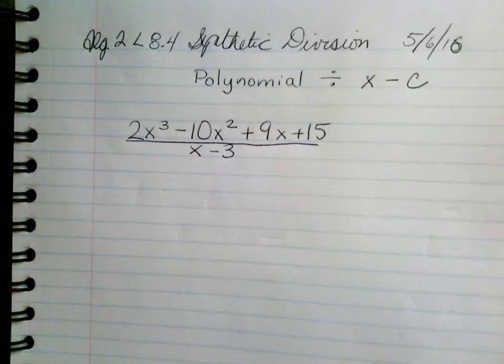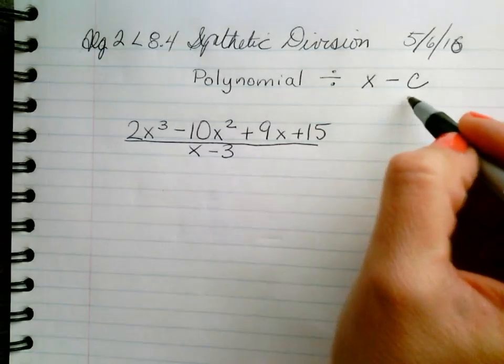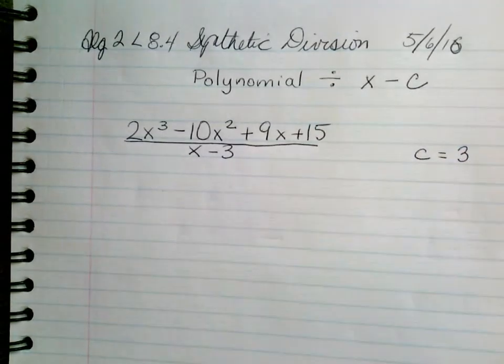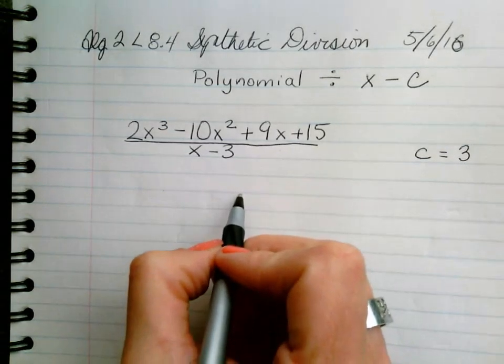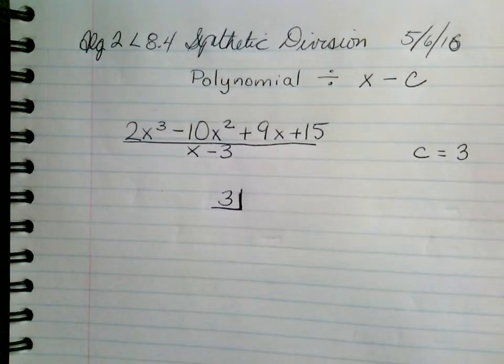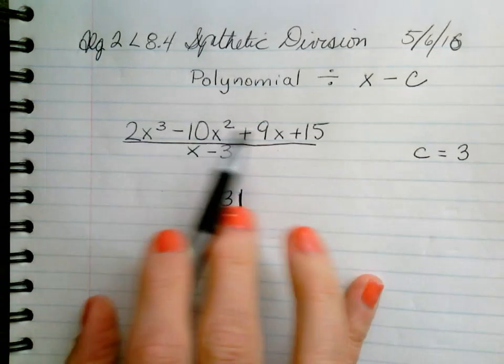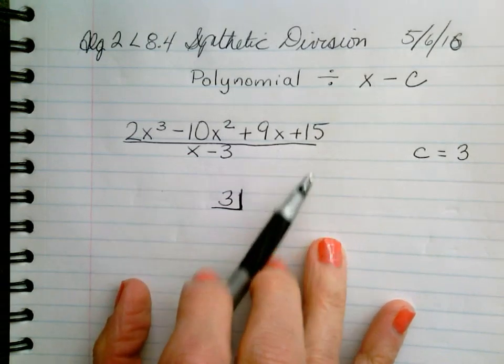Okay, so this particular division problem, 2x cubed minus 10x squared plus 9x plus 15, divided by x minus 3. The value for c in this equation is 3. So to set this up, the way I learned it, you put a little 3 as the divisor. That's all you put. And then you put the coefficients of all the variables in order, separated by pluses and minuses, including the constant. That'll be the end.